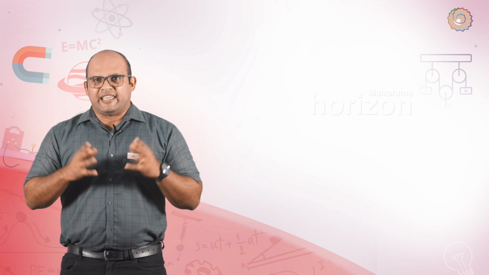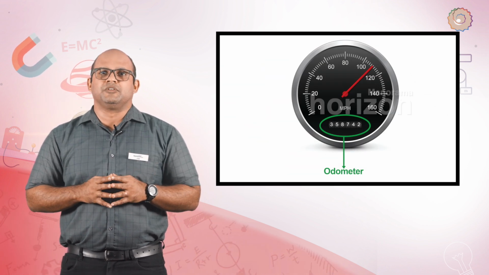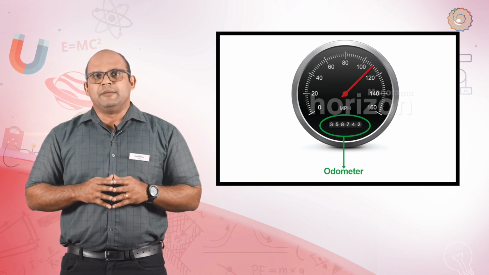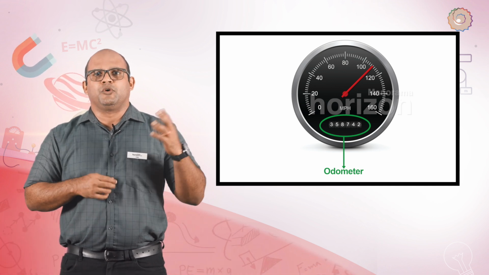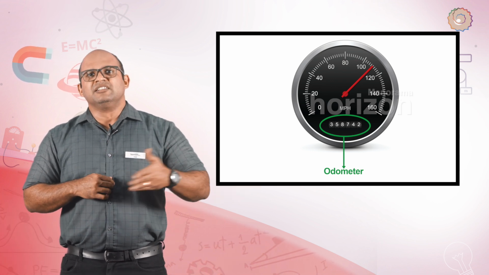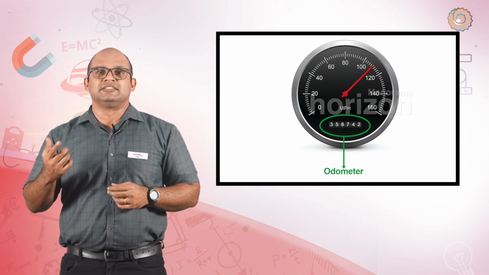Putting this all together, let's see an example in real life. A mechanical device that measures distance traveled on most cars and motor vehicles is called an odometer. The odometer will keep winding up regardless of your direction of travel. When you leave home for school, it increases in reading. When you leave school for home, it again increases in reading.